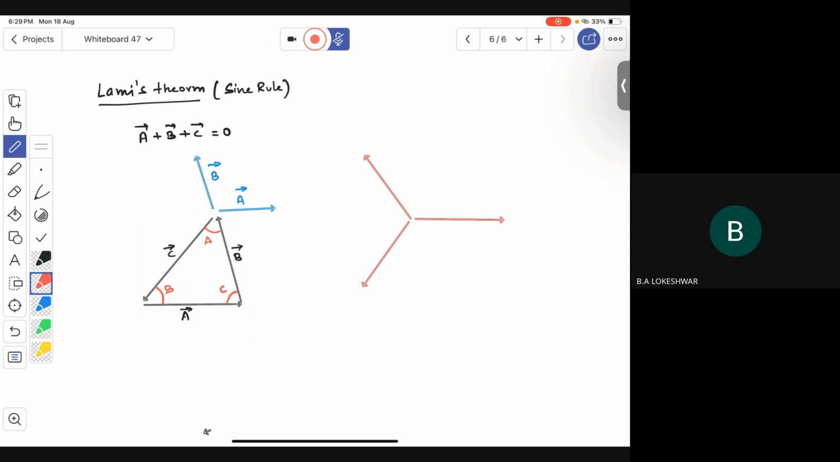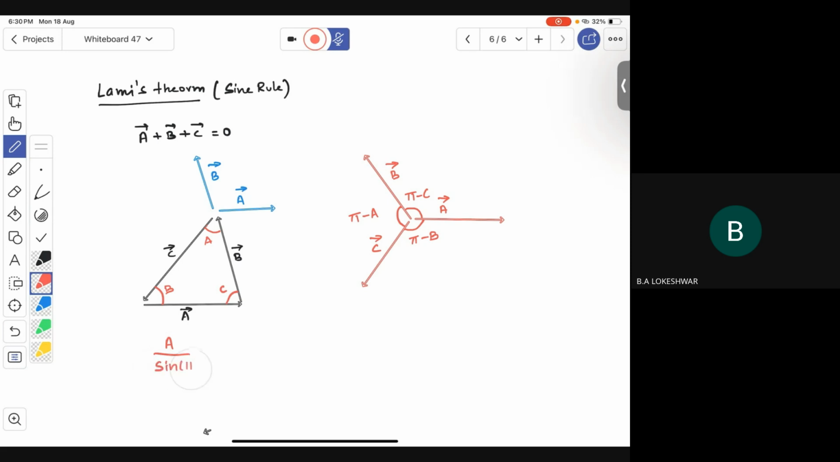So this is our vector C, this is our vector B. This is our vector A, and this is our vector B. So you will see what this angle is: you will find pi minus B. This angle you will find pi minus A, and if you find, you will get this angle as pi minus C.